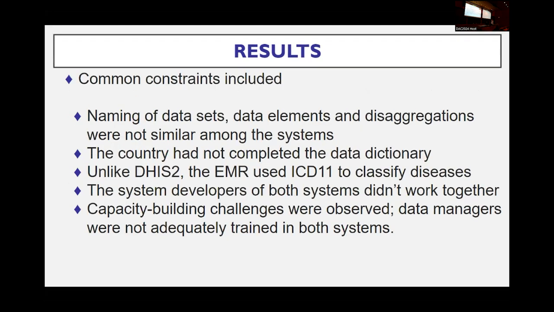Some of the constraints that we found, one of them was the naming of the data sets and the disaggregations. We collect some data under fives, and we collect above fives, we have females and so on. But now the EMR collects data by age, such as 5 years and something like that. So for it to quickly interlink with the DHIS, that person has to look at all the ages and do it manually and put it in Excel. So that's some of the things we realized could be a problem.